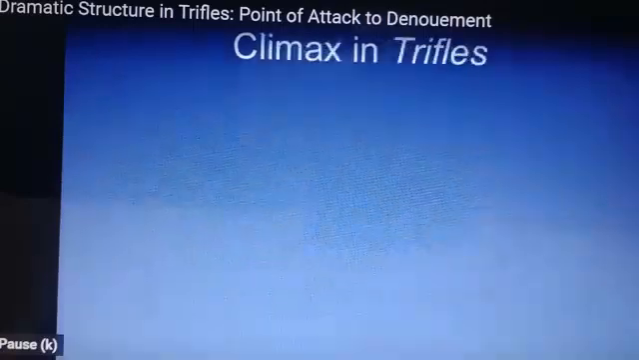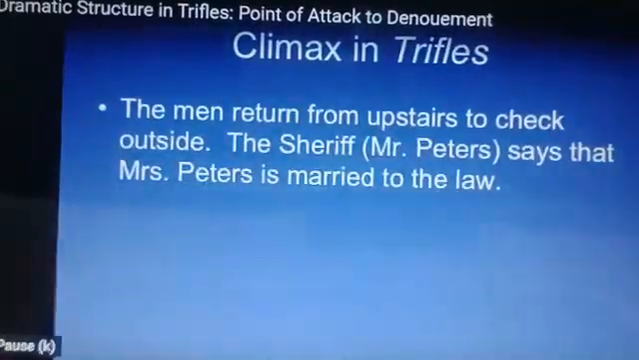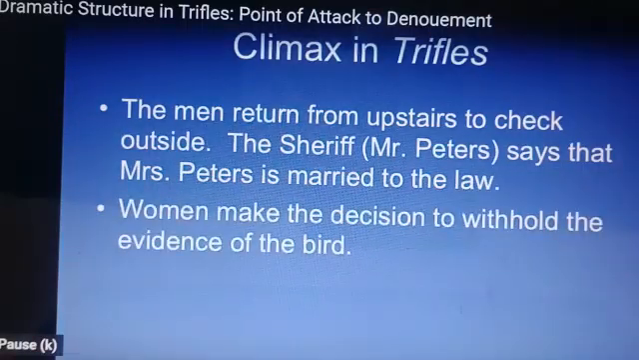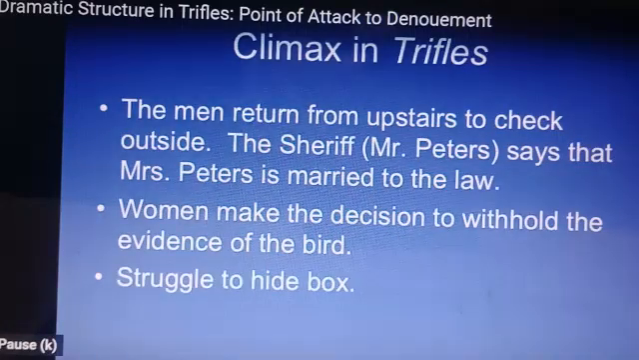I think what happens is that the men return from upstairs to check on the outside. At this point, the sheriff, Mr. Peters, who is Mrs. Peters' husband, says, "Oh, don't worry about what Mrs. Peters is taking to Mrs. Wright. She is married to the law." The women finally make the decision to withhold the evidence of the bird. We see this as they struggle to hide the box, and finally the box is hidden, just in time.